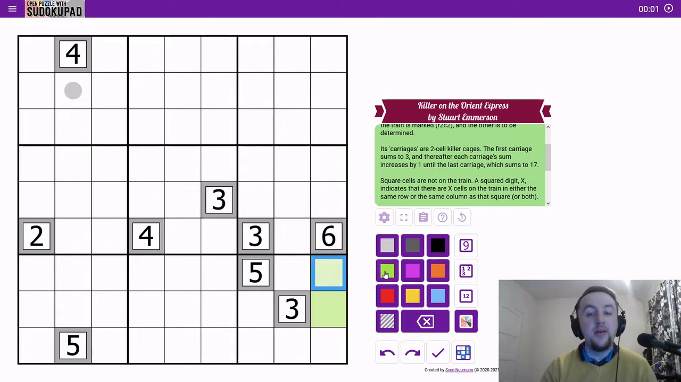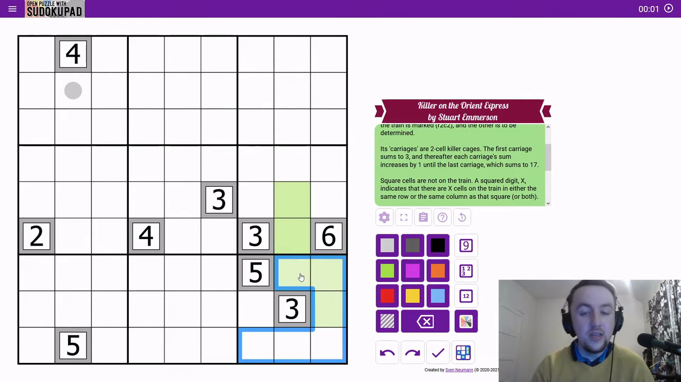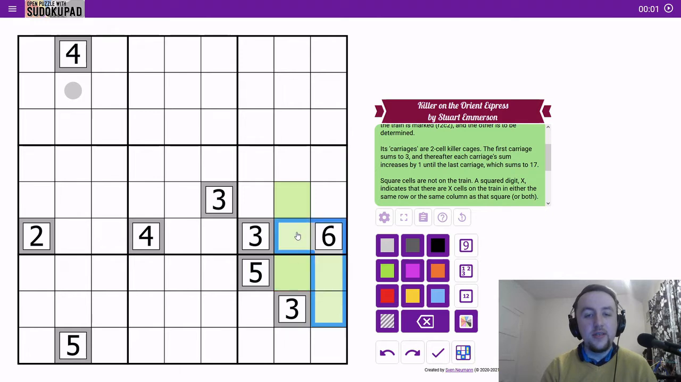So it must come out this way, at least this far. In fact, it must just come out this way. It can't stop in here. There's no way it's going to end like that, for example, because then the last 6 cells on the train will all be in the same box. So it definitely does come out like that.